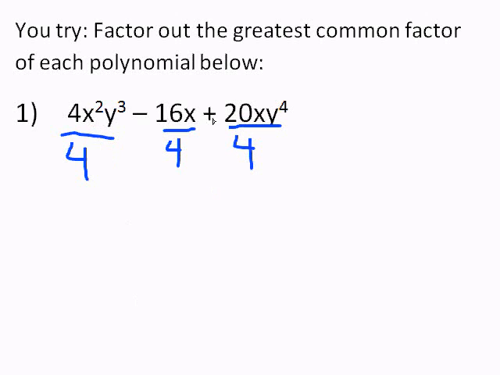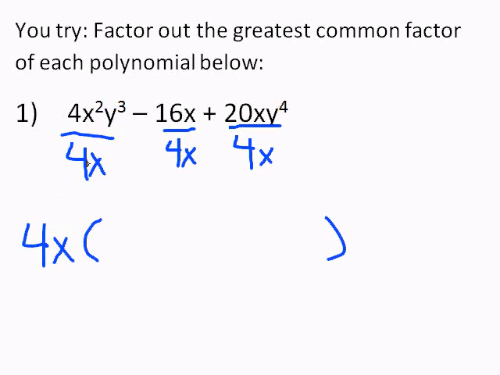Then I notice my x squared, my x, and my x. The biggest number of x's they all have in common is just plain old x. And y to the third, no y's, and y to the fourth. Since the middle term didn't have any y's, they don't have y in common, so my greatest common factor, or my GCF, is 4x. So I write that on the outside of the parentheses, and on the inside of the parentheses, I write the result of dividing out or factoring out that 4x.